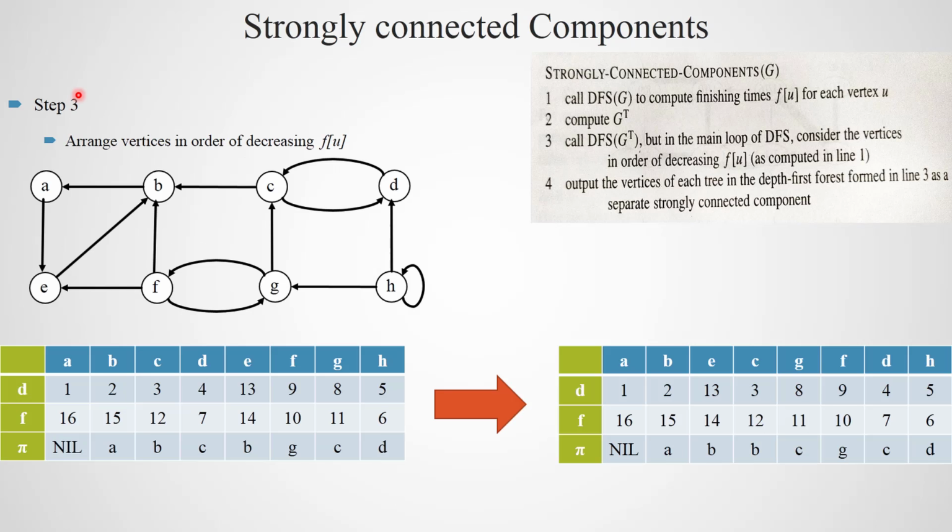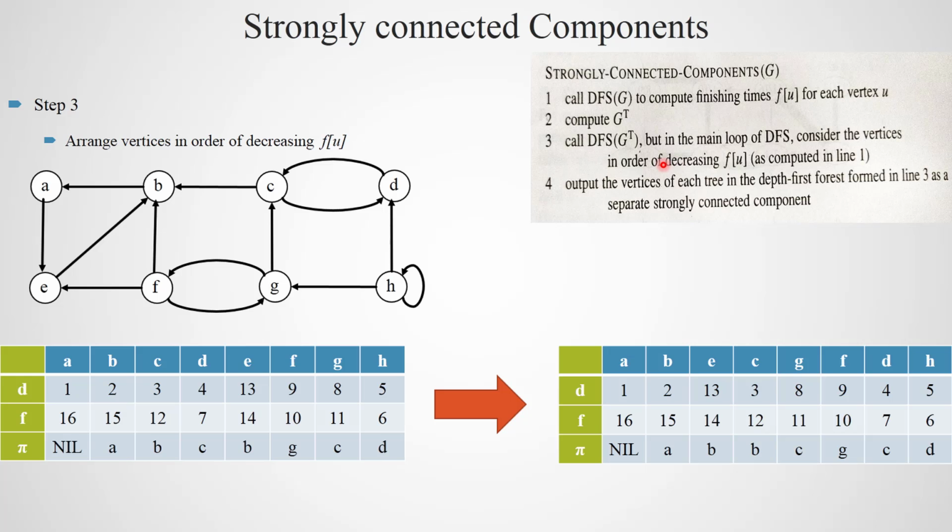Step 3 is the most important part. Call DFS of G of T. That means we are applying DFS on this transposed graph. But in the main loop of DFS, consider the vertices in order of decreasing f of u. In the previous videos we discussed DFS, and there we considered the vertices in alphabetical order. Whenever we wanted to make a choice, we chose the alphabetically smaller vertex.